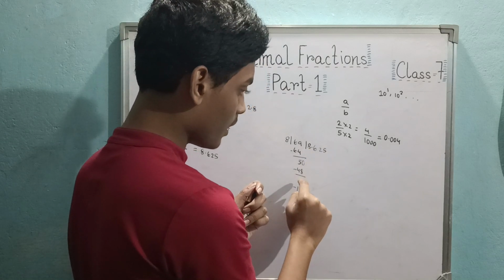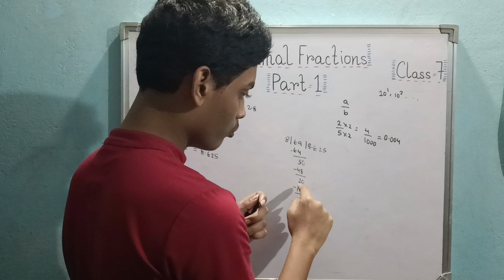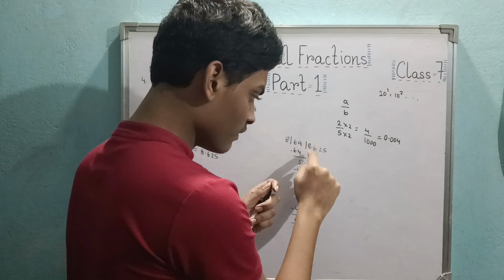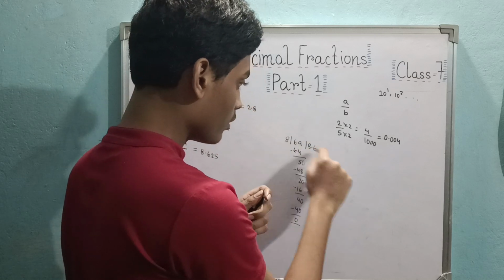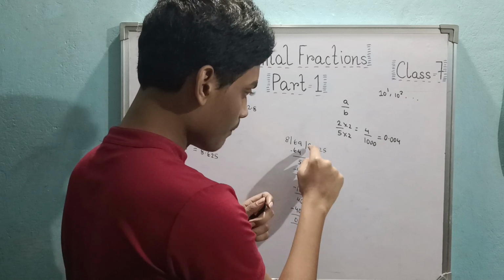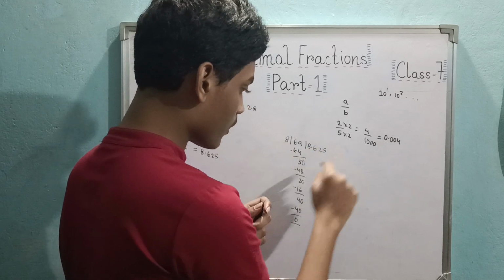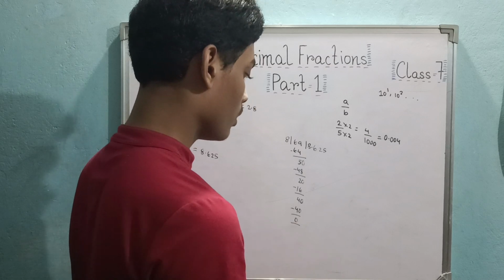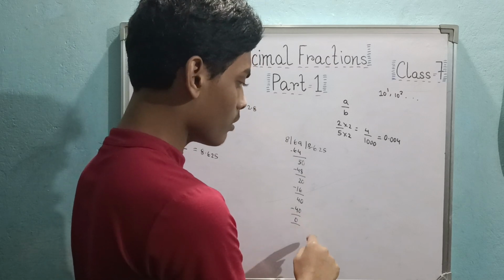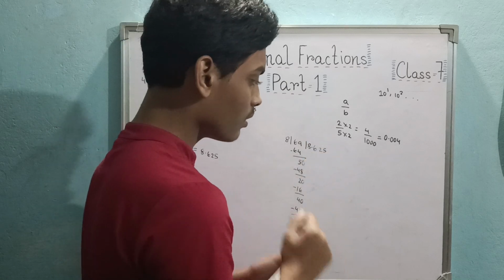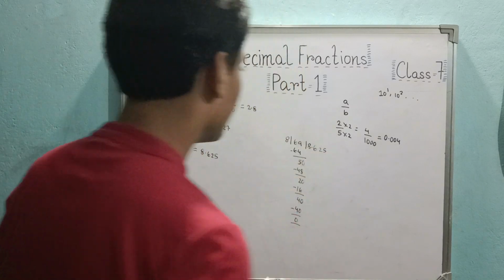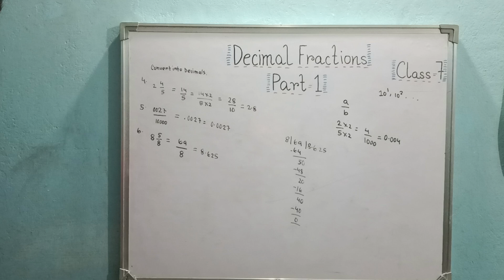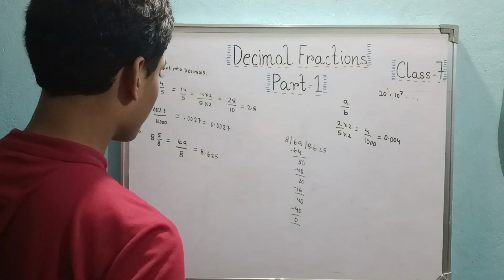Now 8 6s are 48. 50 minus 48 is 2. Now again, as the point is there, another 0 will come here. So 8 2s are 16, 4. Again the point is there, another 0 will come here. Now 8 5s are 40. 40 minus 40 is 0. No more, no need to do more. You can't do more because when you see no remainder, the quotient is the answer of this decimal fraction division. Okay, that's how you have to do it.